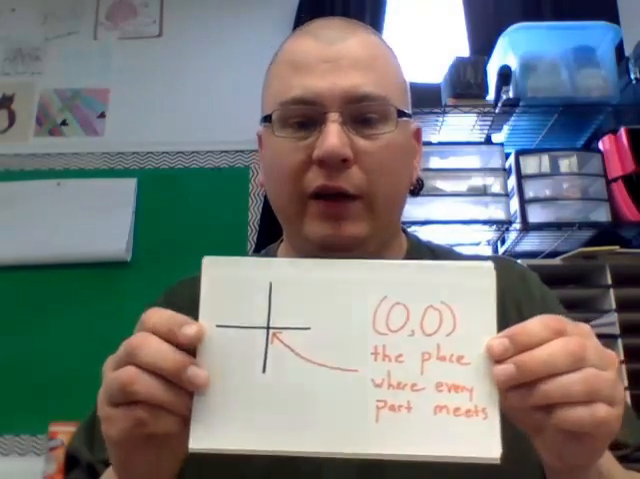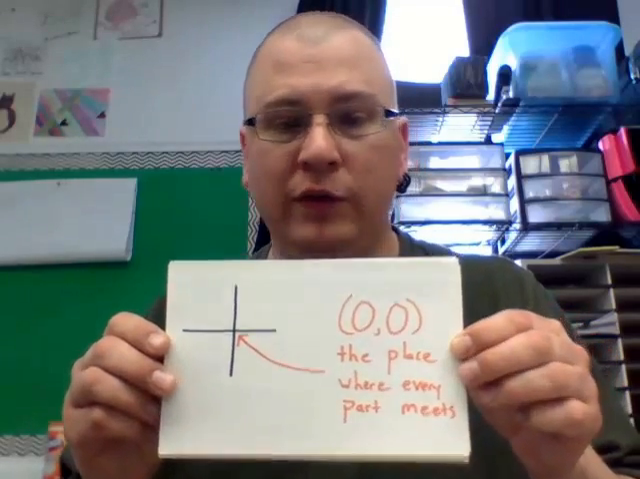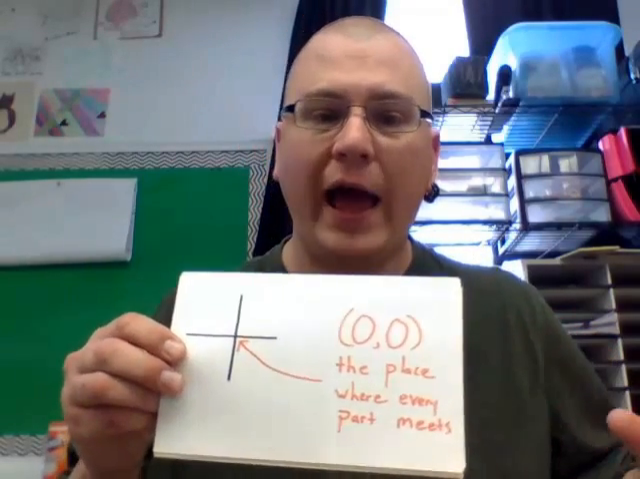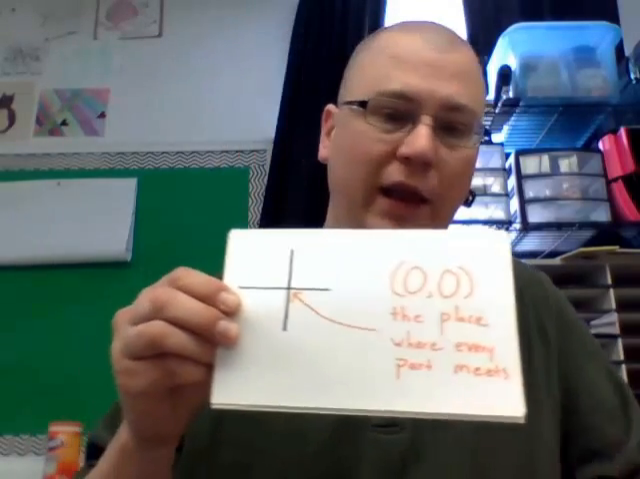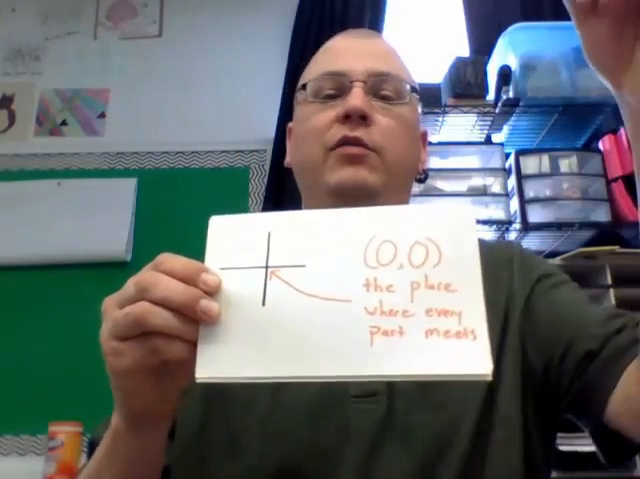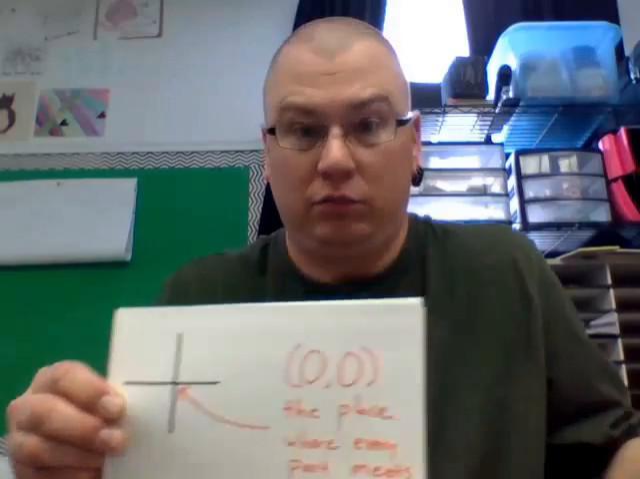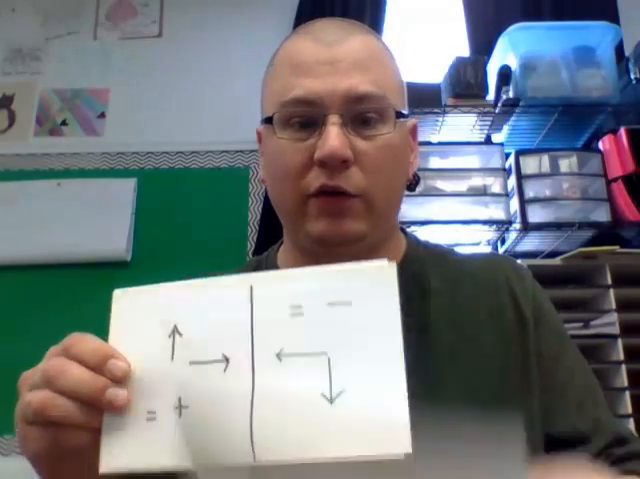Our starting place is 0, 0. That's where our x-axis and our y-axis meet together. It has no measurement. It's not positive, it's not negative on the x-axis, and it's not positive or negative on the y-axis. It's literally nothing. That's why it's our starting point.